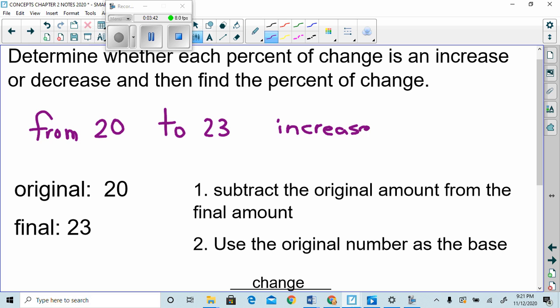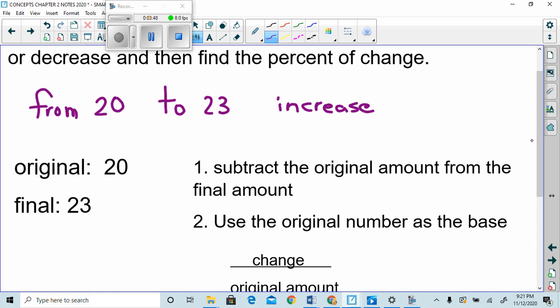So now what are we going to do? Here are our steps. Subtract the original amount from the final amount. All right, so I'm going to get now 23 minus 20, divided by the original amount, which was 20. It's always the starting amount on the bottom. Then we simplify this, and I get 3 over 20.